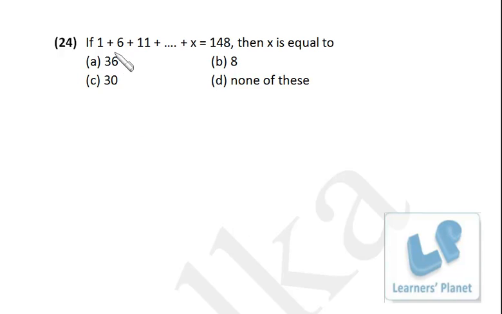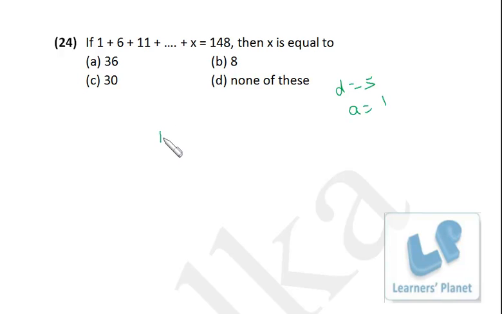Now this problem, 1 plus 6 plus 11 till x is equal to 148. Then we have to find out the value of x, right? Now 1, 6, 11, the difference is 5. That means it is an arithmetic progression with common difference 5. So D is equal to 5 and A is equal to 1. And the sum of the sequence is 148. And we don't know the number of terms. So first of all, we find out the number of terms.